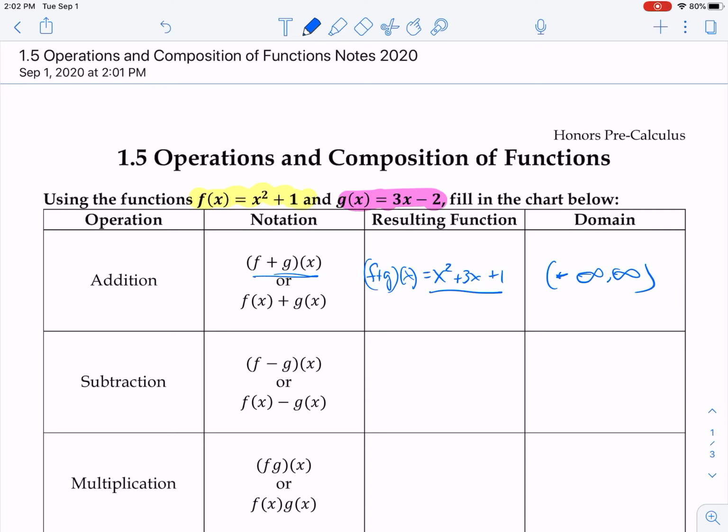When you subtract them, it helps to have parentheses, so you'd have x squared plus 1 minus (3x minus 2). I use parentheses because it reminds me to distribute the negative, and our result is x squared minus 3x. This becomes a plus 2, so this is plus 3. I have another parabola. The domain is all reals. And the domain of both of these is all reals also.